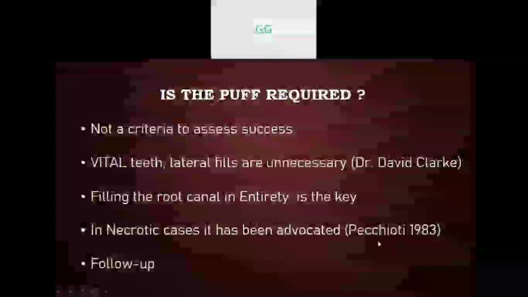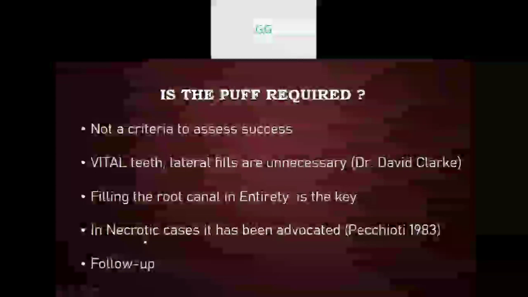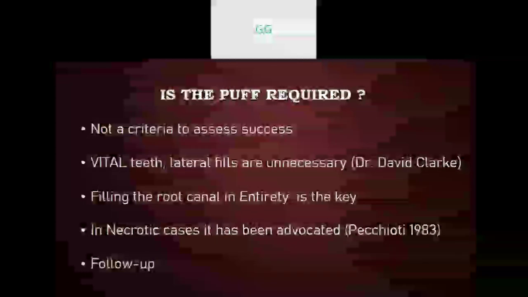So in necrotic cases, it has been advocated. This is only one article that states so, by Dr. Picuti in the year 1983, and now this original article is also not available. Probably it was taken down. In the necrotic cases, they state that the infection and the inflammation does stay harbored within the lateral canal. So it is important to clean the canal and then fill the lateral canals.